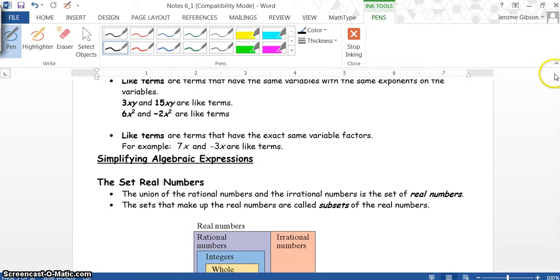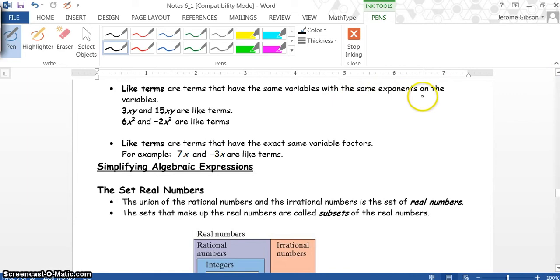Now, like terms are terms that have the same variable with the same exponents on the variables. 3xy and 15xy are like terms. 6x squared and negative 2x squared are like terms because both of these have xy, and both of these variables are taken to the first power. Both of these terms have x squared, and both of these variables are taken to the second power. Like terms are terms that have the exact same variable factors. For example, 7x and negative 3x are like terms.